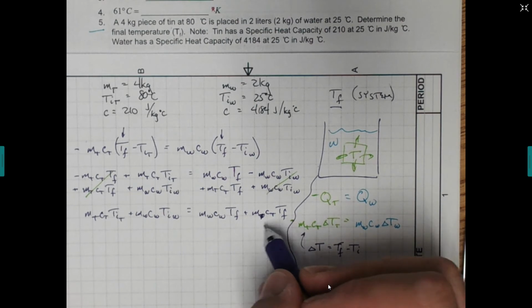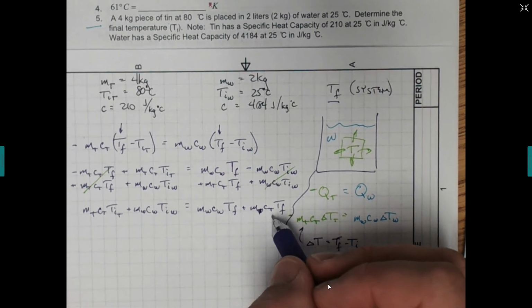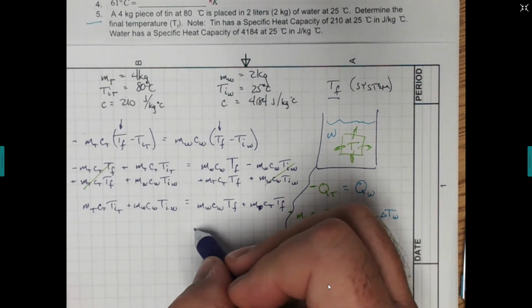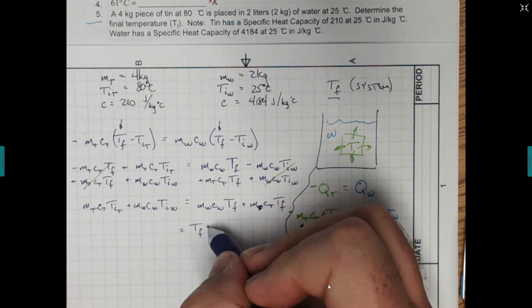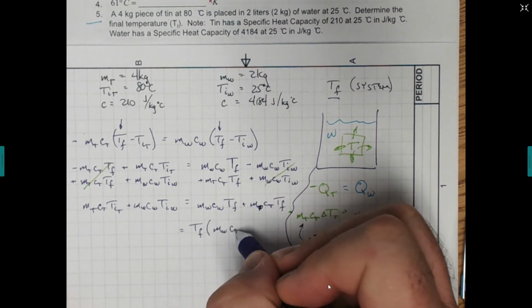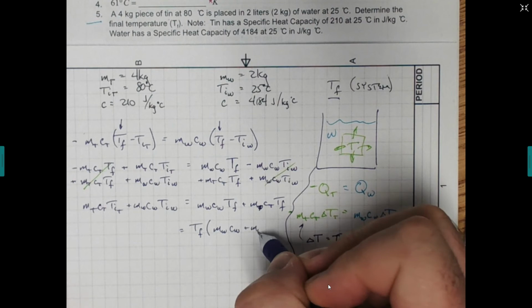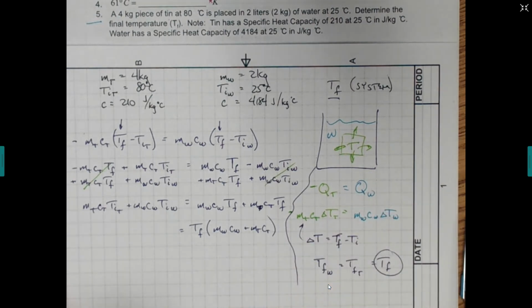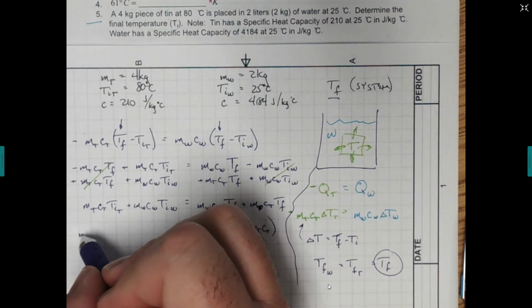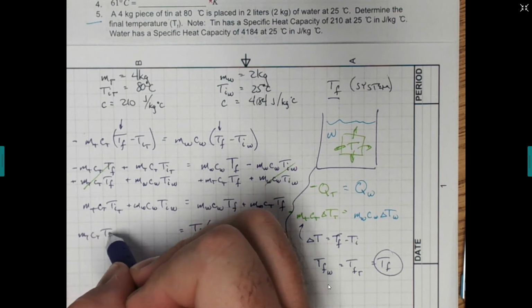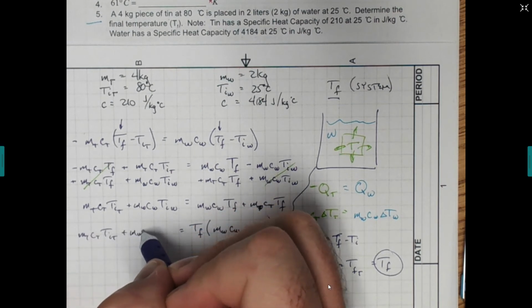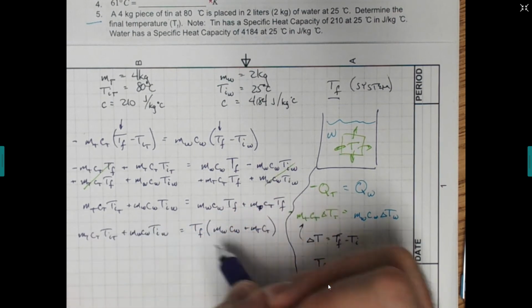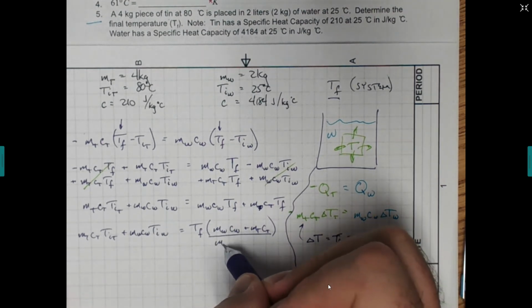Look, now I can pull the temperature final out of this guy because that's what I'm looking for. So I'm going to take this side, take the temperature final out, and it's going to have mass water, specific heat of water, plus mass tin, specific heat of tin. I have the same stuff over here. Okay, so I'm going to write it really quick. And now I'm going to divide by this.